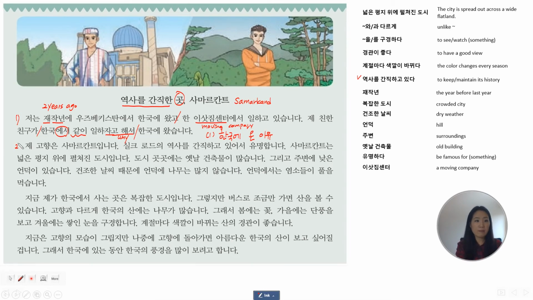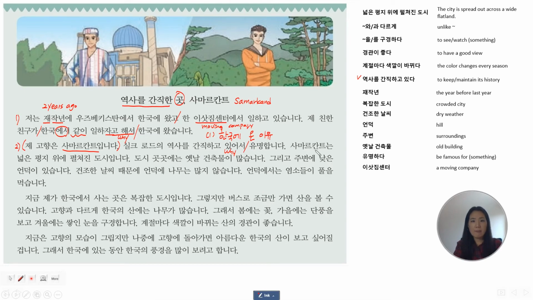Second paragraph. 제 고향은 사마르칸트입니다. My hometown is Samarkand. So we can assume the passage will be about his hometown, Samarkand. 실크로드의 역사를 간직하고 있어서 유명합니다. This place is pretty famous. Why? Because it maintained the history of the Silk Road. 역사를 간직하다. I explained it.